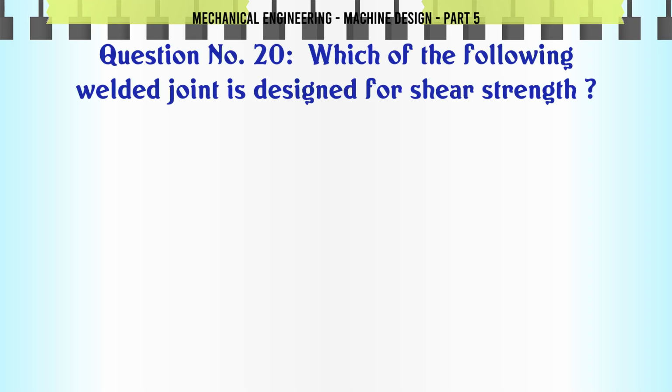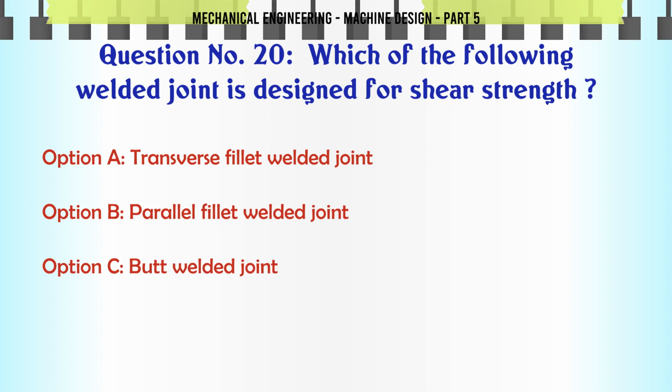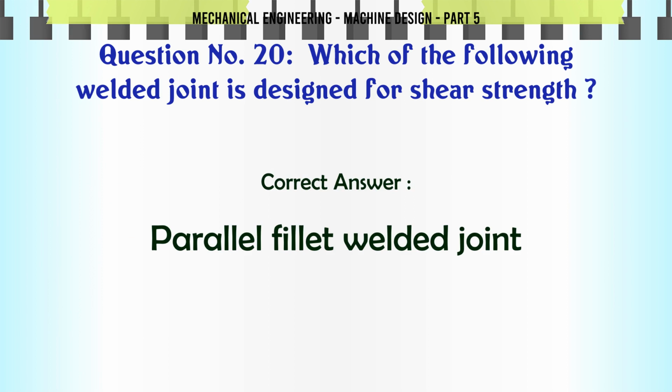Which of the following welded joint is designed for shear strength? A. Transverse fillet welded joint, B. Parallel fillet welded joint, C. Butt welded joint, D. All of these. The correct answer is parallel fillet welded joint.